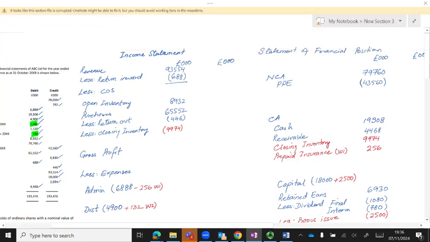The total of sales minus sales return is 92886. And the total of opening plus purchases less closing less return outward is 64064. This is my cost of sales. When cost of sales is subtracted from the sales, the gross profit is 28802.